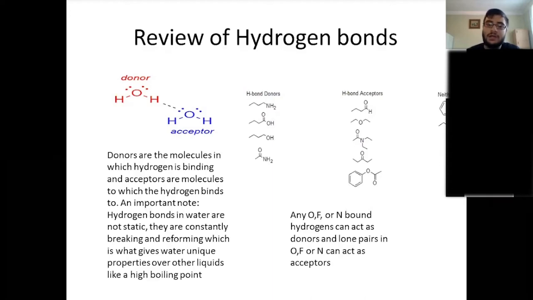a ketone or an aldehyde won't be able to be a hydrogen bond donor, but they are good hydrogen bond acceptors. As you can see, aldehydes, ethers, amides, and ketones are very good hydrogen bond acceptors because they have oxygen with two lone pairs and two bonded electrons. Okay. And something like methane or a benzene ring can't hydrogen bond, even though it has hydrogens, because they're not attached to an electronegative atom like oxygen, fluorine, or nitrogen. Okay.